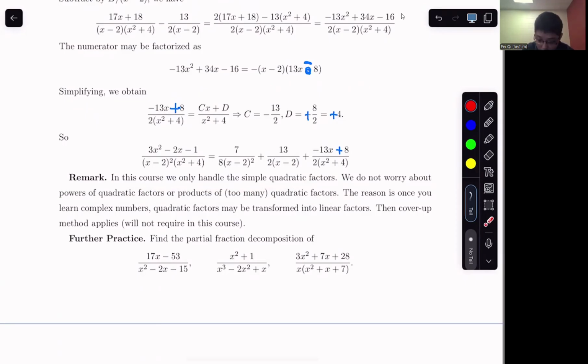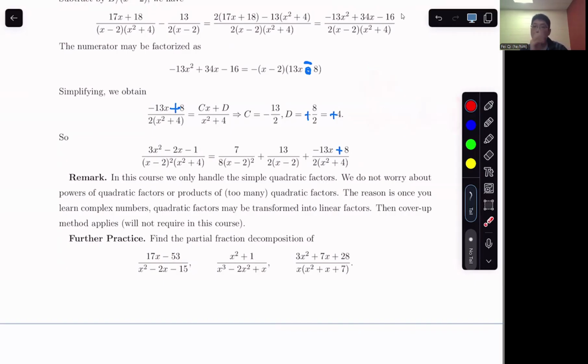So the reason is that once you learn complex numbers, quadratic factors may be transformed into linear factors. So for example, x squared plus 4, you may actually regard it as the product of x plus 2i and x minus 2i. Then you could use the cover-up method for linear factors to handle the corresponding partial fraction decomposition, except the coefficients are now supposed to be complex. So knowing complex numbers, you can transform everything into linear factors, and the cover-up method applies to everything.